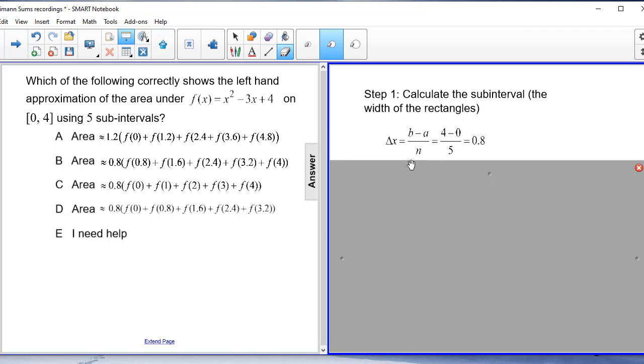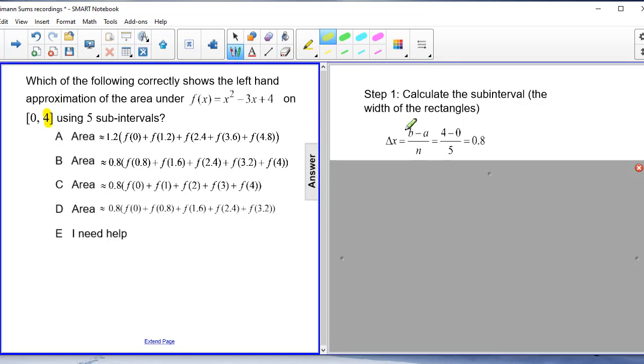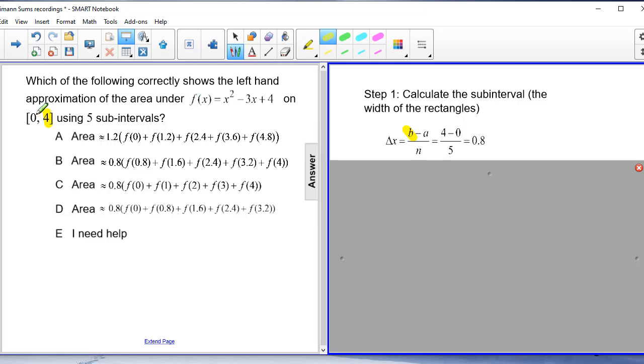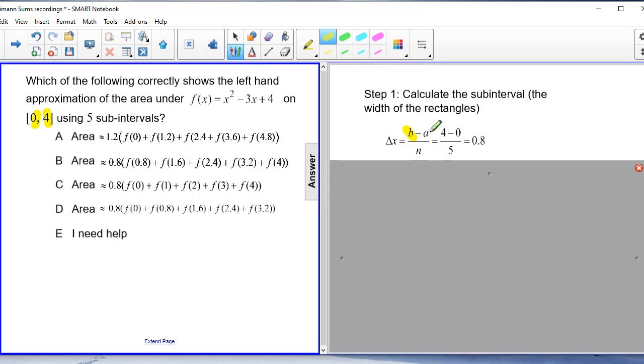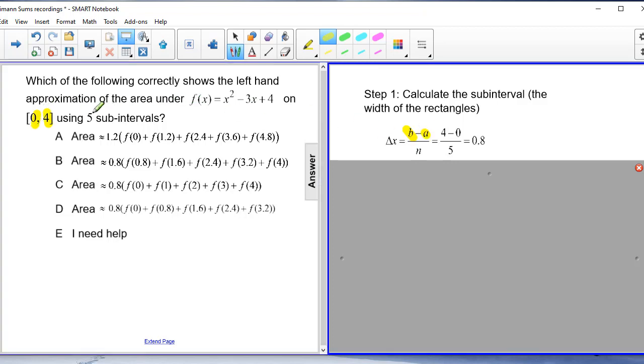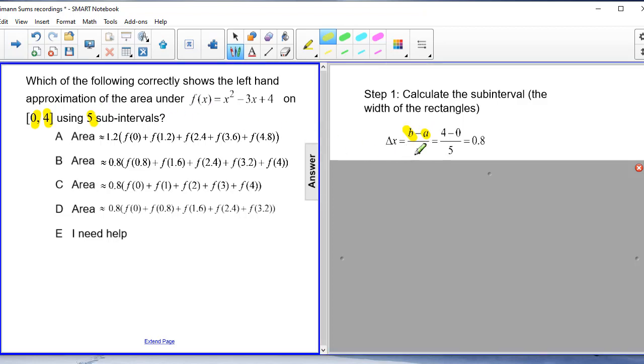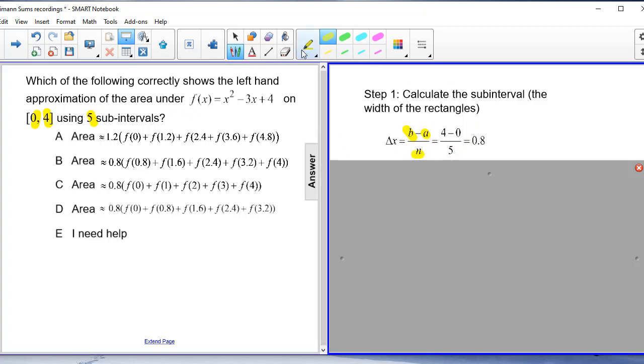And to do that, we use delta x is equal to b minus a over n. Just as a quick recap, our value of b is going to be 4, so that's going to go there. Our value of a will be 0, that's going to go here for a. And we have 5 subintervals, that goes in the denominator for n. So we substitute and simplify and get a value of delta x is going to be 8/10. That's going to be the width of each rectangle underneath the curve.